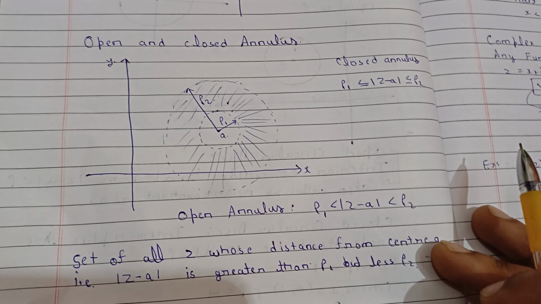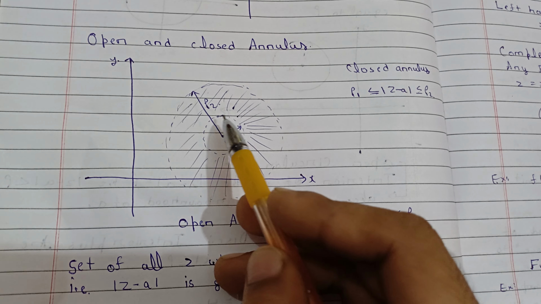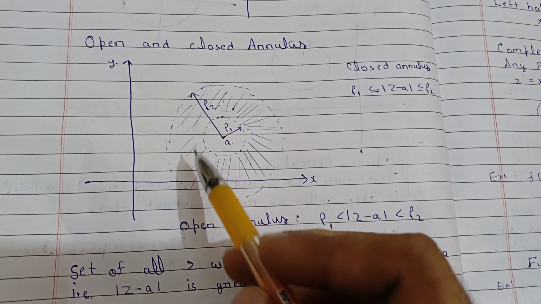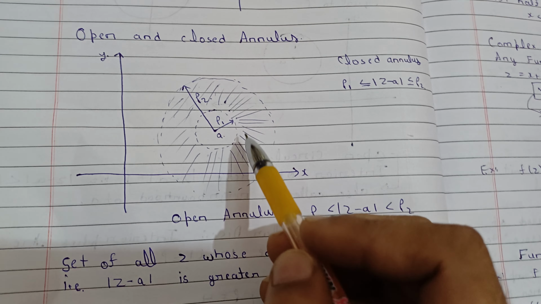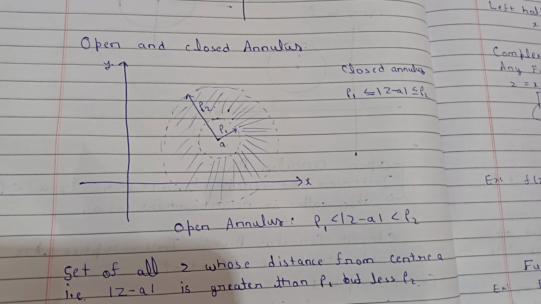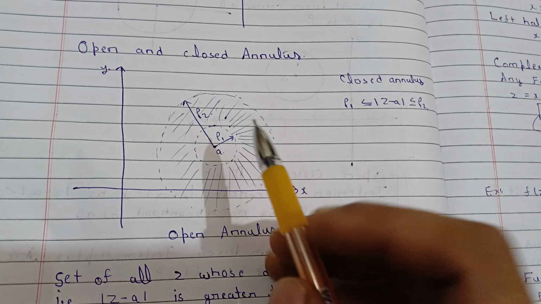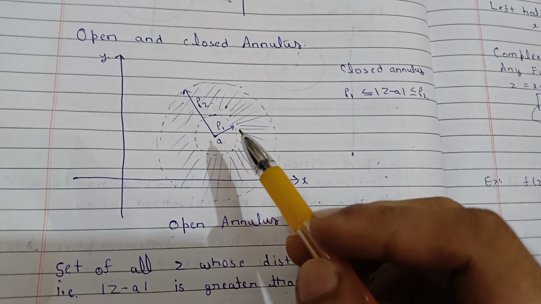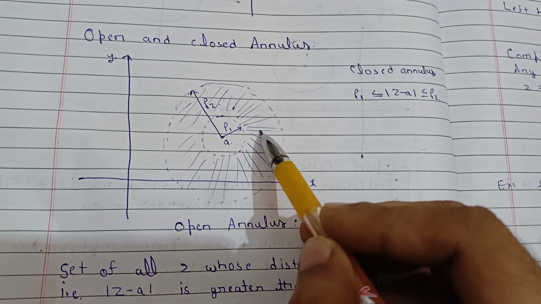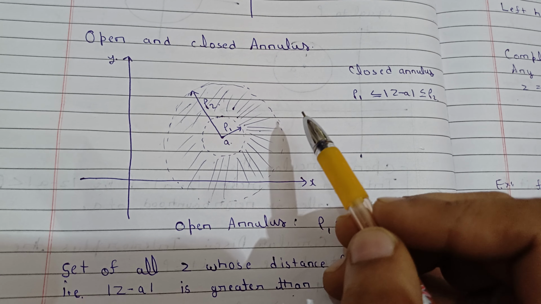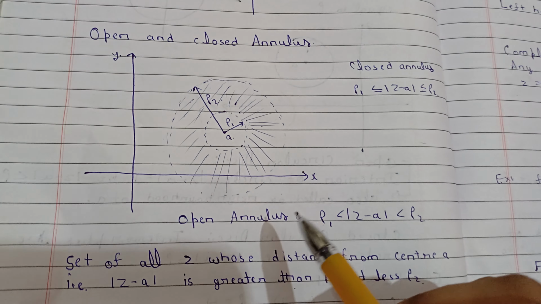Now let's introduce some more terms, that is open and closed annulus. So what is an annular region? If we have two circles like this one and this one, then the region inside these two circles is called the annular region. We have a closed annulus and an open annulus. When it is a closed annulus, then these two circles are also included, meaning all the points lying between these two circles or on these two circles, inside or on. But when it is an open annulus, then all the points lying between these two circles, not on these circles, we call it an open annulus.